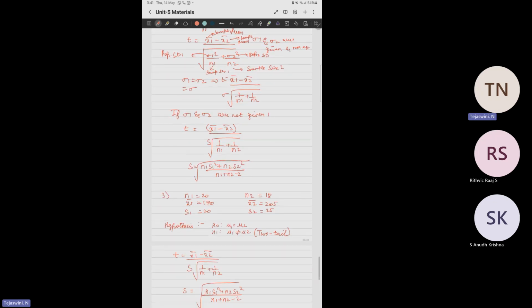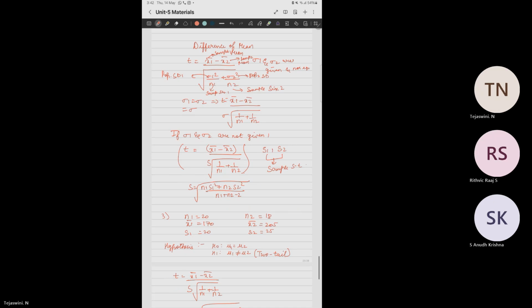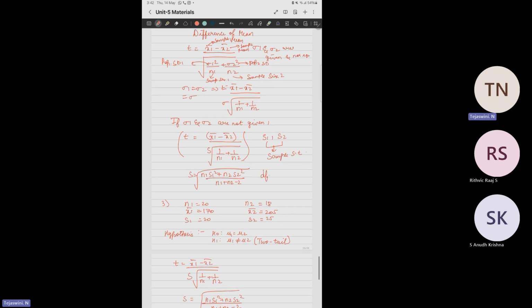Similarly, if sigma 1 and sigma 2 are not given and only sample standard deviation is given, sample standard deviation for both samples are given, then we'll have to use this formula where S will be equal to root of n1 s1 square plus n2 s2 square by n1 plus n2 minus 2. Here the degree of freedom will be n1 plus n2 minus 2.